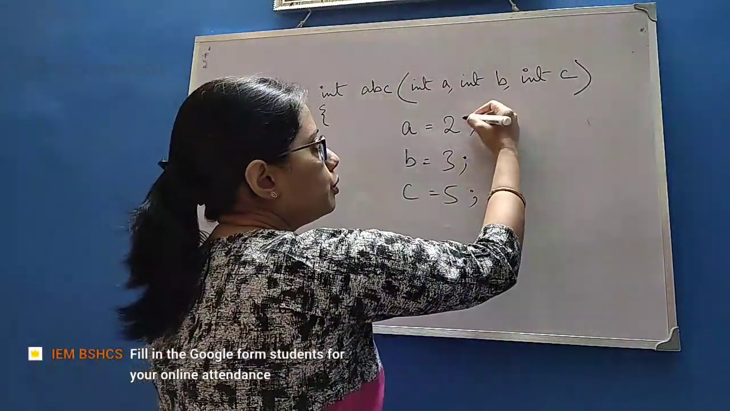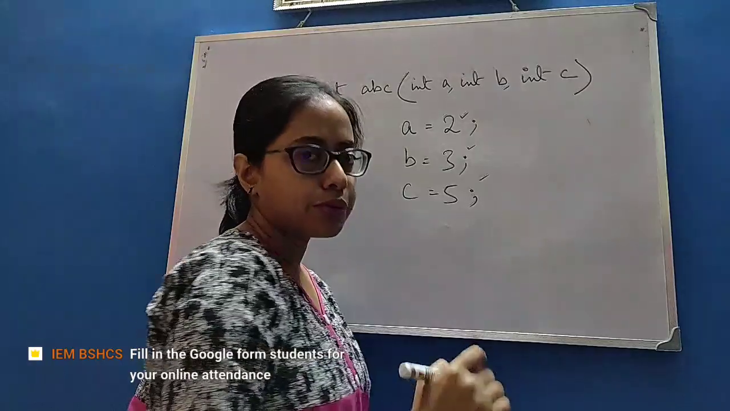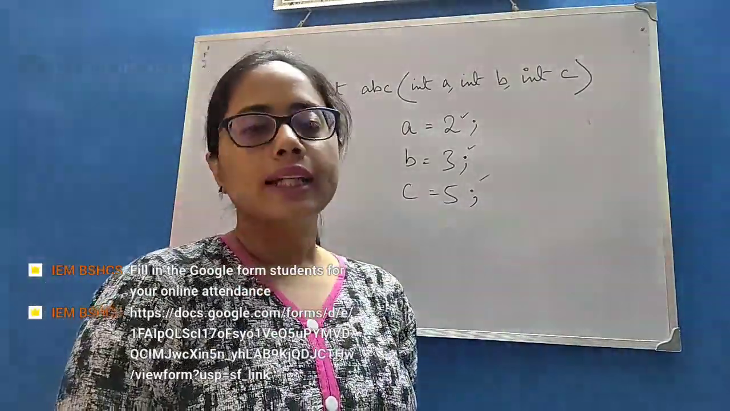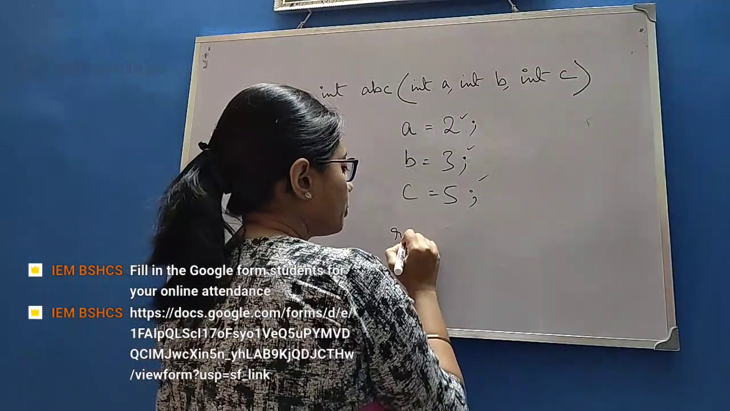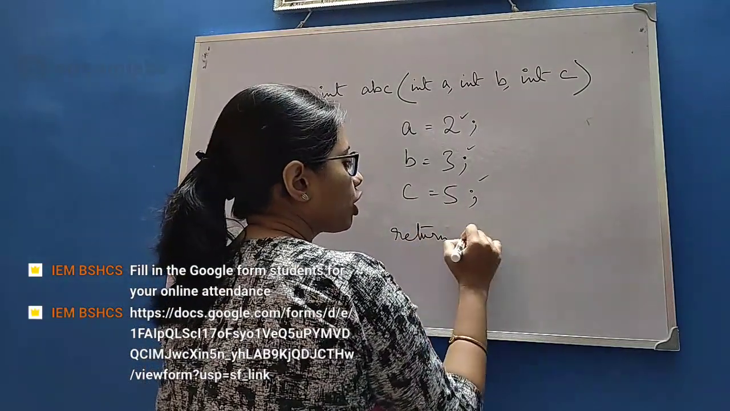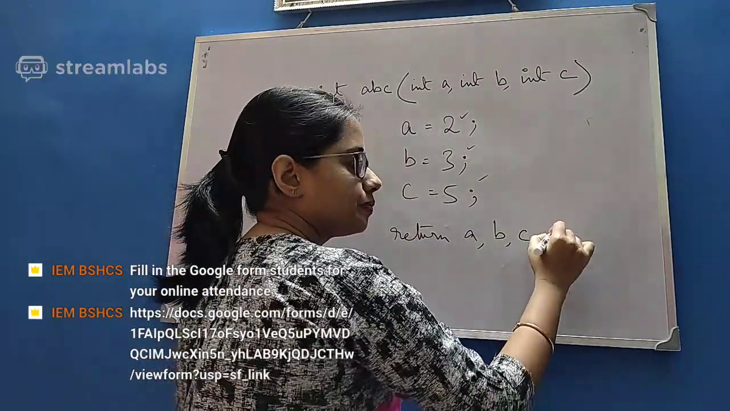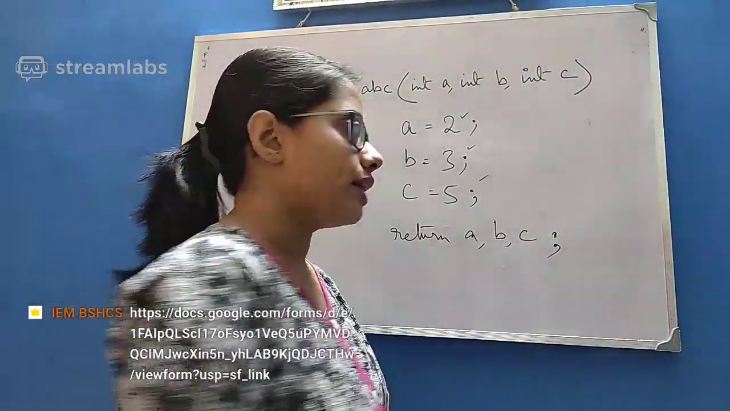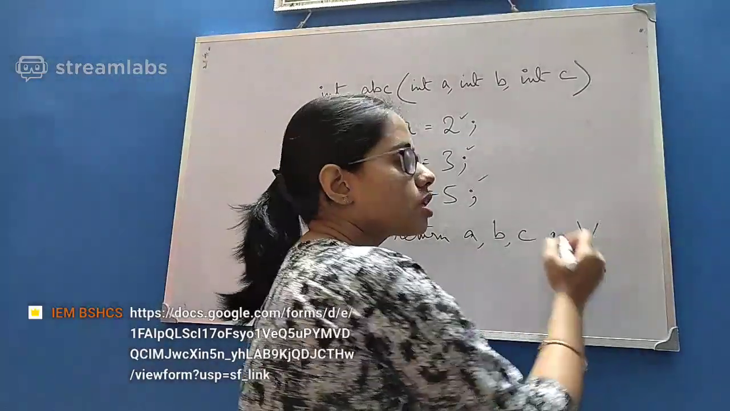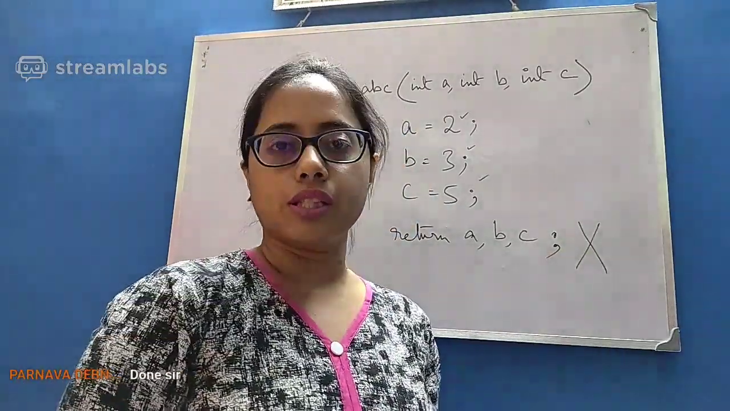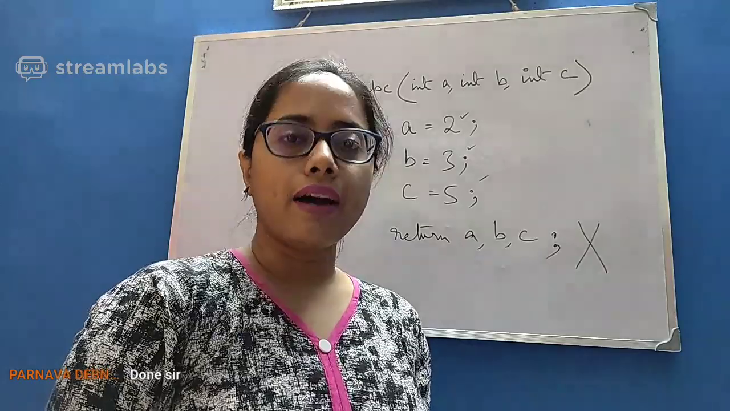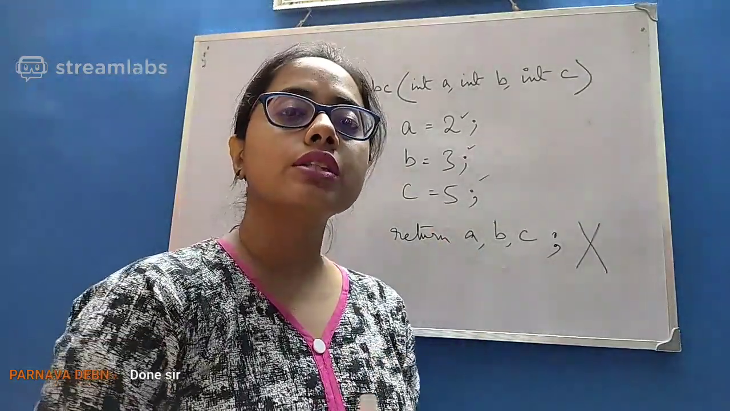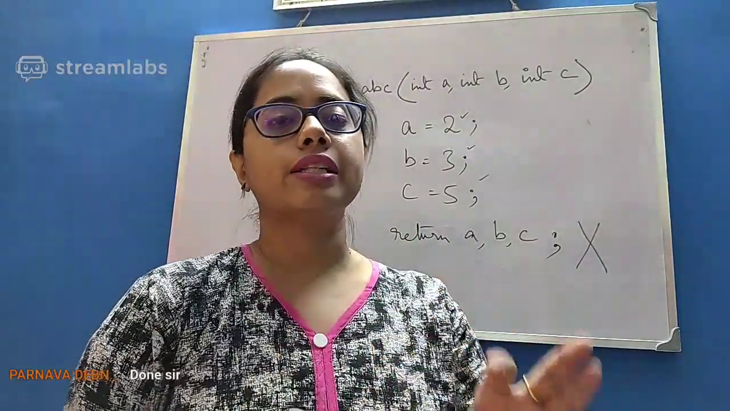If I want to get all these three values from the place where I call the function from, is it possible to write return a comma b comma c? Is this a valid statement? It is not a valid statement. This is something which is not possible. We cannot do this.